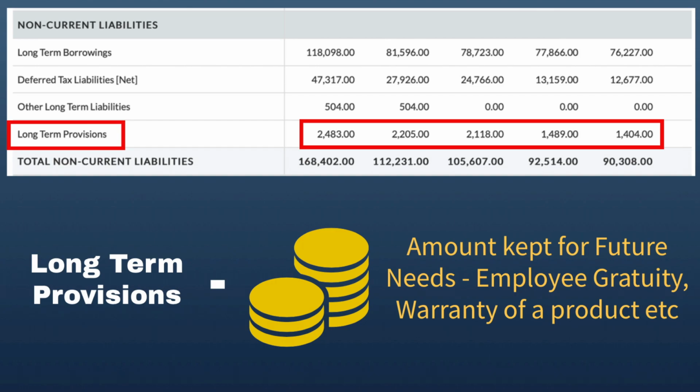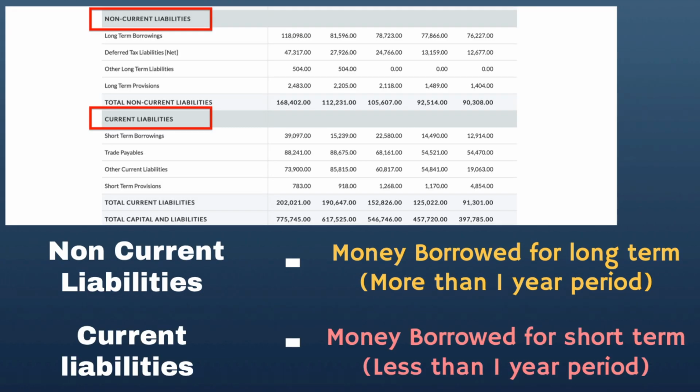When a situation happens, a company might not have ready cash with them. Hence, they keep long-term funds allocated. So I hope everyone is clear with non-current liabilities. Our next part would be current liability. Like I said before, this would be short-term liability, or basically liability for less than 1 year duration.